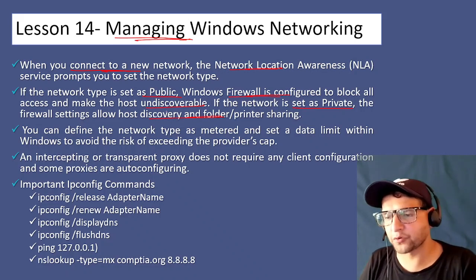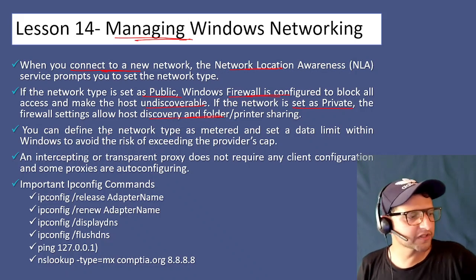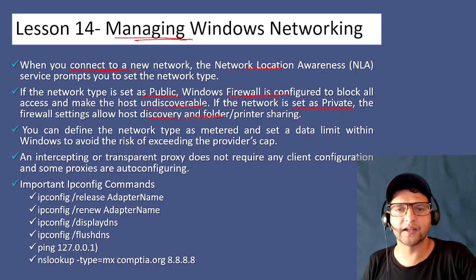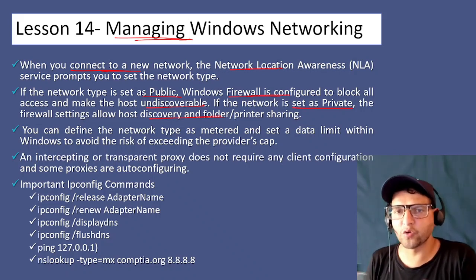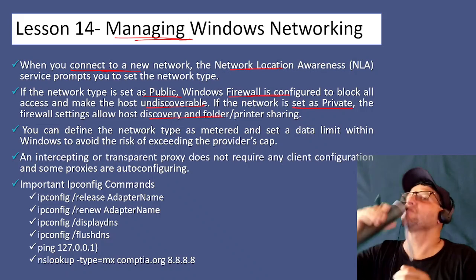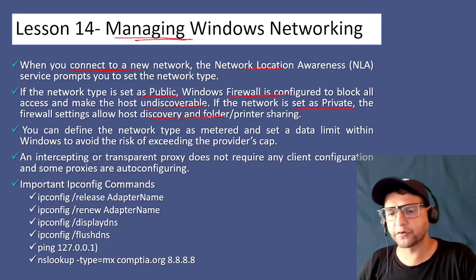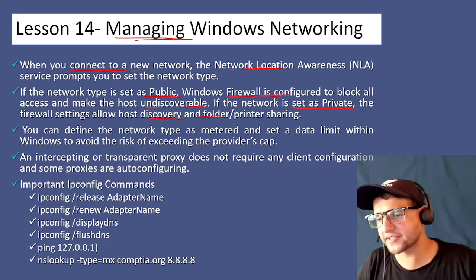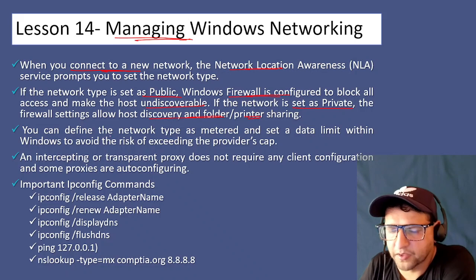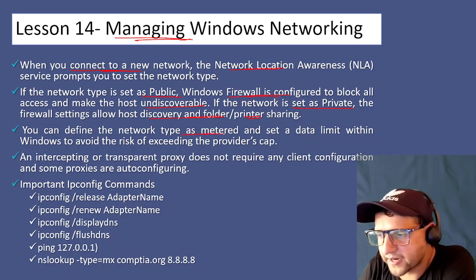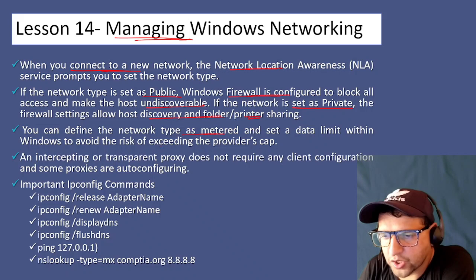So please remember those modes when you try to connect your machine or your laptop to a wireless network. You might see those settings. Public is more of a restriction, but private is more of allowing those things. So if someone says that there's no folder and printer sharing, maybe he has just chosen public. You can define the network type as metered and set a data limit within Windows to avoid the risk of exceeding the provider cap. An intercepting or transparent proxy does not require any client configuration, and some proxies are auto-configuring.